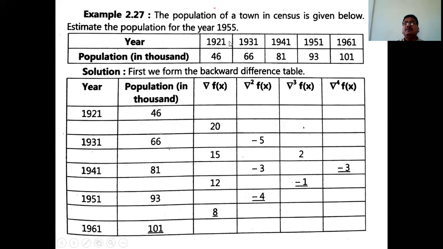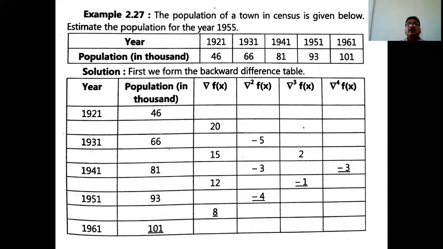If we have to interpolate at the beginning of the table, then use Newton's forward interpolation formula. And if we have to interpolate at the end of the table, then we use the Newton backward interpolation formula. And if we have to interpolate in the middle of the table, then use either Newton forward or backward.